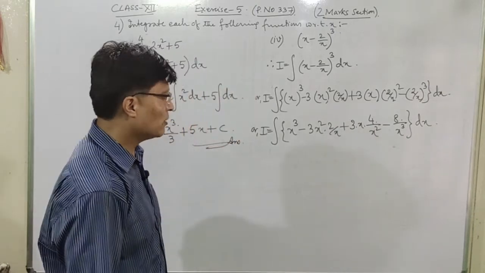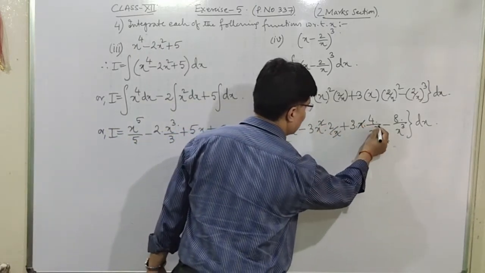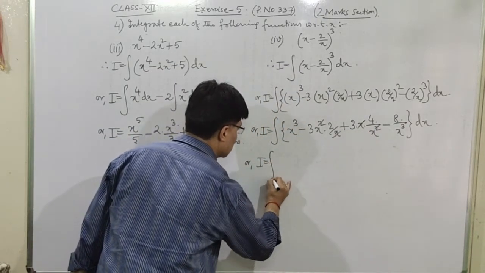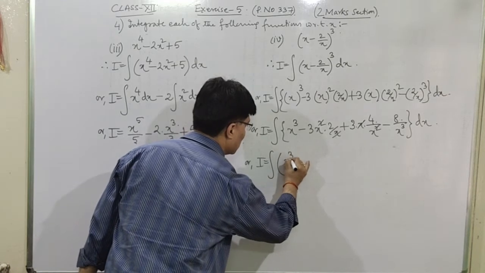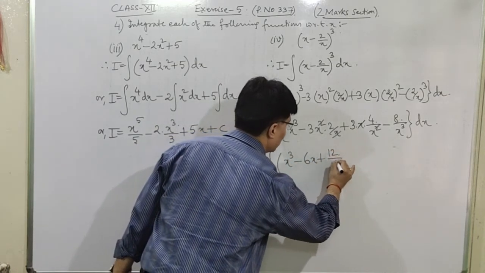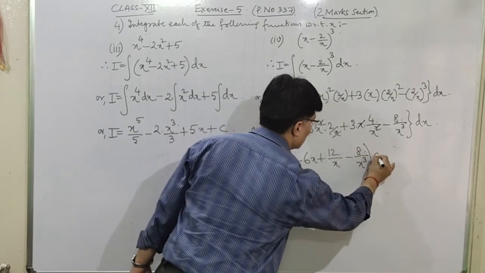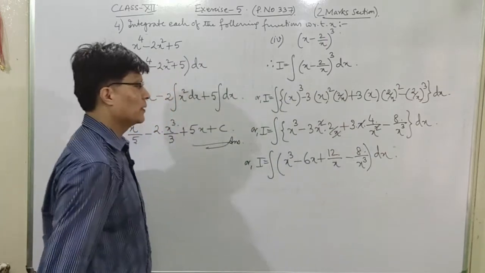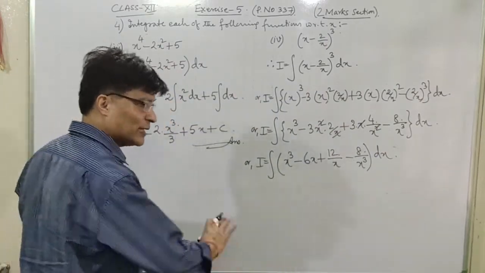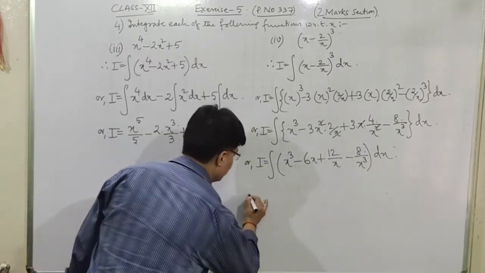Okay. So now let us simplify it. This x square gets cancelled. Here x square gets cancelled. So or I is equal to integration of, within bracket, x cube minus 6x plus 12 divided by x minus 8 upon x cube, bracket close, dx. Understood? I think you have understood it. So now let us separate the terms. Now we separate the integration dx.